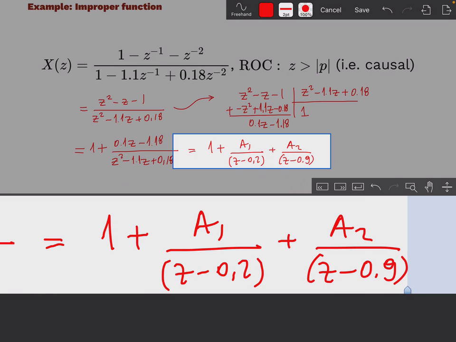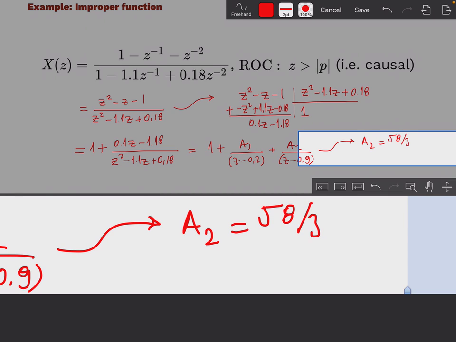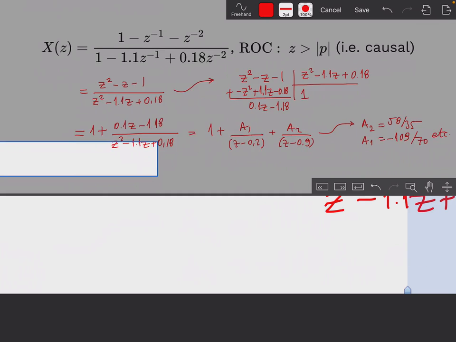And I don't really know if these two numbers are correct. I'm not going to work through these, but a2 happens to be something like 58 over 35. A1 happens to be minus 109 over 70, etc. The actual numbers don't matter too much. But this is how you would proceed. And yeah, the time domain expression can be obtained in the same way as in the previous example. Okay, so far so good.